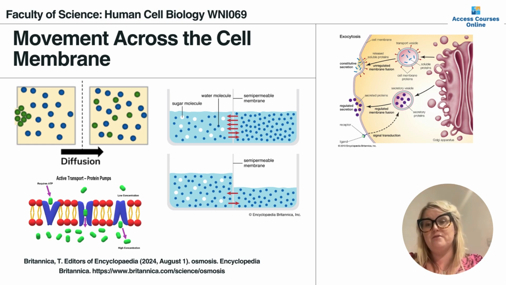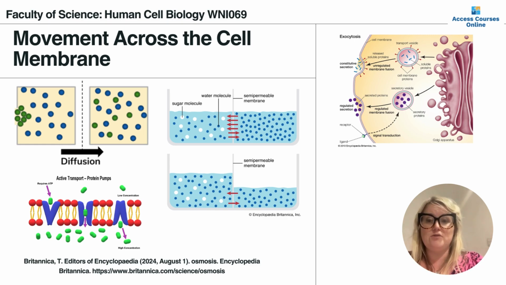The next type of movement of substances is osmosis. Osmosis specifically refers to the movement of water. The movement of water molecules from an area of high concentration into an area of low concentration across a semi-permeable membrane. So the process of osmosis only refers to water, the movement of water.